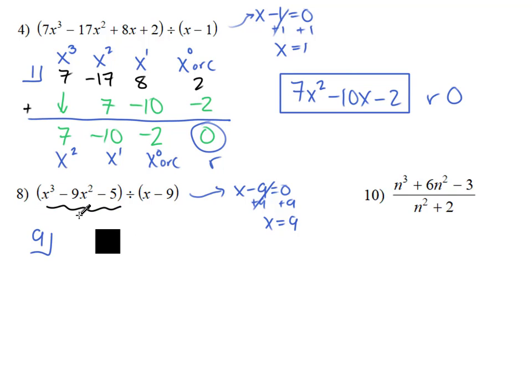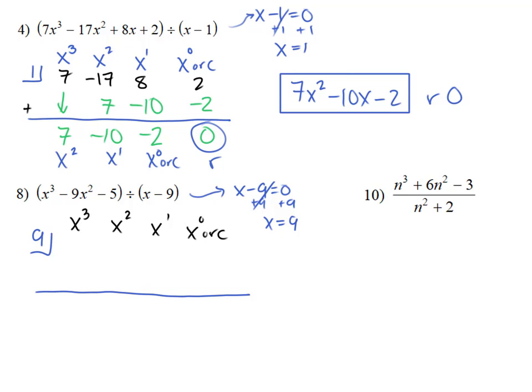I look at my dividend. My highest power is x cubed, so we're going to set up a place for x cubed, x squared, x to the first, and x to the 0, aka my constant, so all the way down. Remember again, if we're missing any terms, we need to plug in a 0 as a placeholder. That is important. Don't forget our plus sign here. All right, and let's fill in our values. So we have a 1 in front of x cubed, negative 9 in front of x squared. Ooh, we don't have an x to the first term, so we do need a placeholder of a 0. We have 0x to the first, and our constant, negative 5. Okay, so we have our setup ready to go.